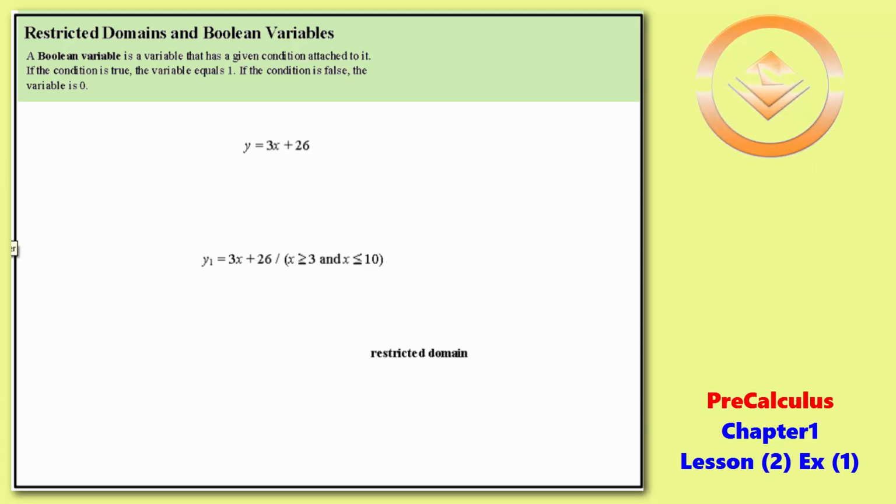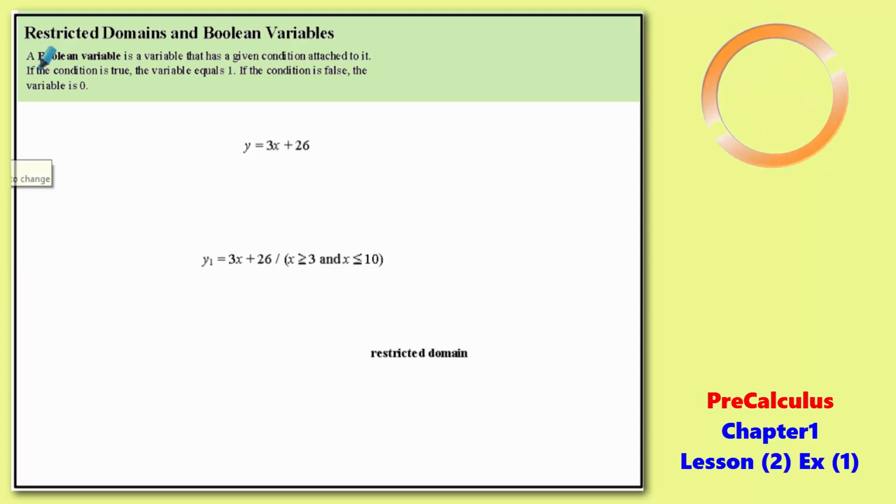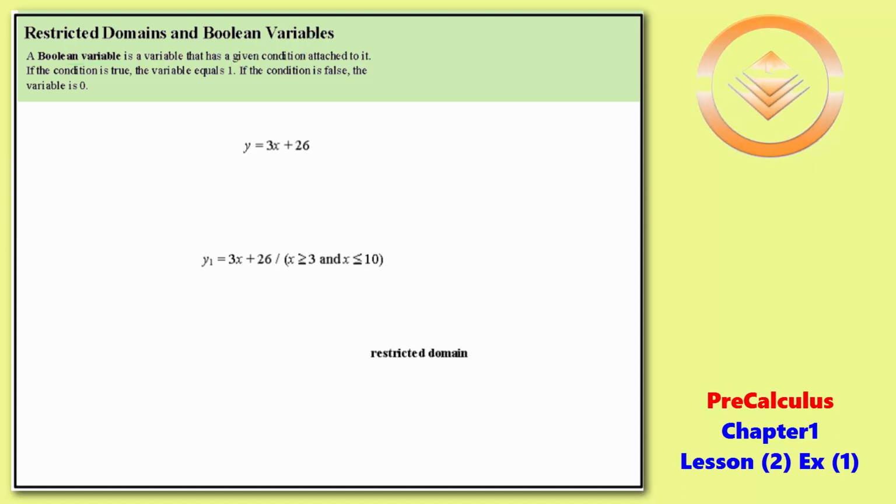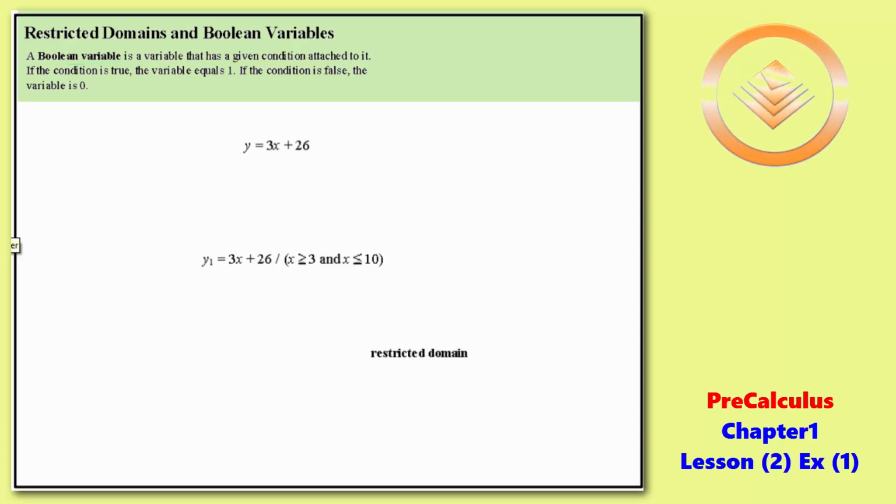A Boolean variable is a variable that has a given condition. So remember this, you have a condition attached to it. Now if the condition is true, the variable equals 1. If the condition is false, the variable is 0. And notably, this could be found in the grapher, if you have the grapher.